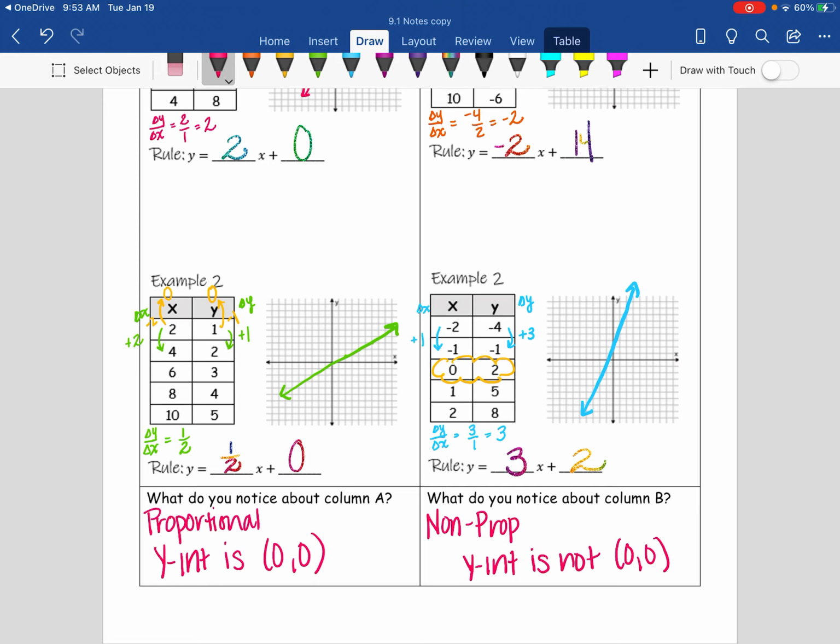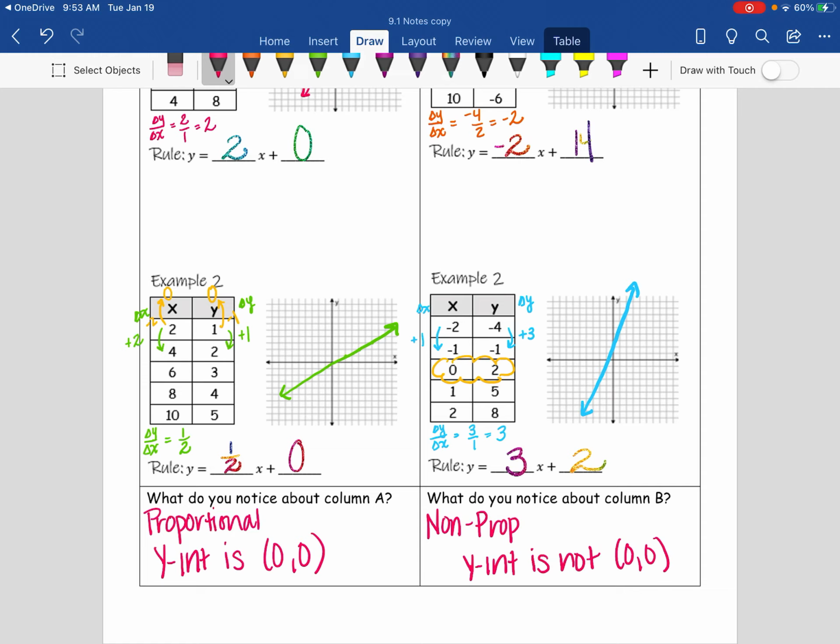Okay, so that's the only difference. They're both linear, they both look like lines on a graph, they both have a constant rate of change. The only thing that makes the difference between proportional and non-proportional is that proportional's y-intercept is 0. So it goes through the origin if you're looking at a graph. If you're looking at a rule, there is no y-intercept.